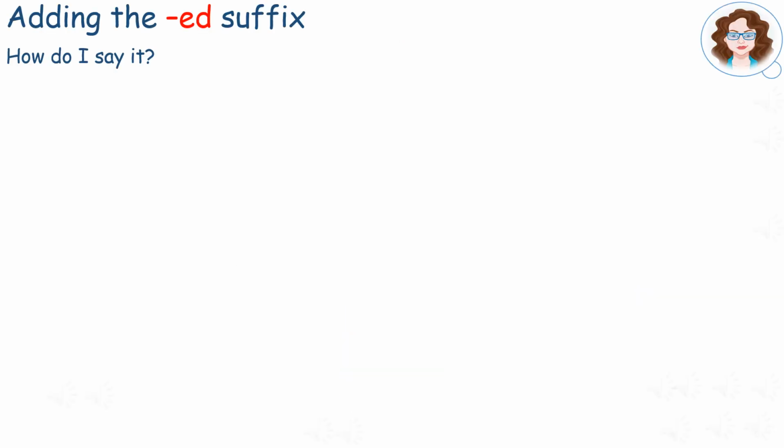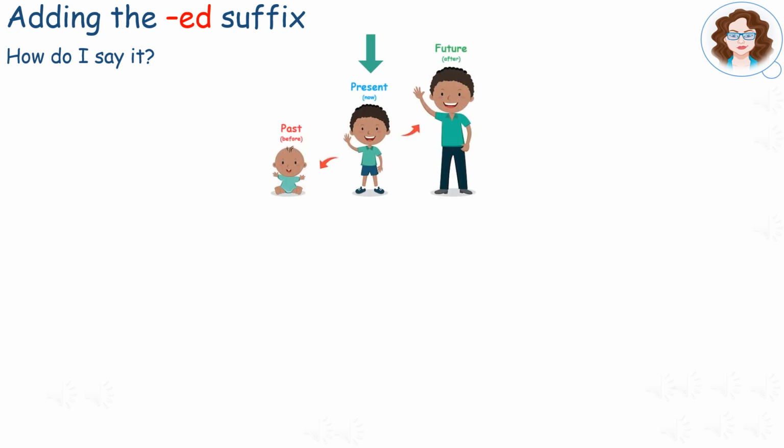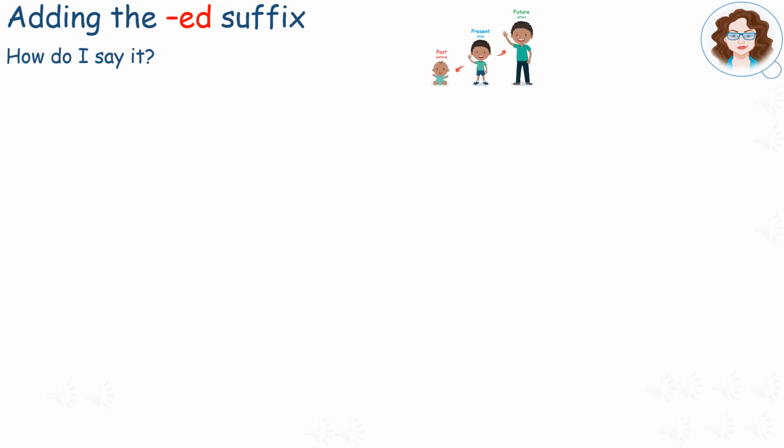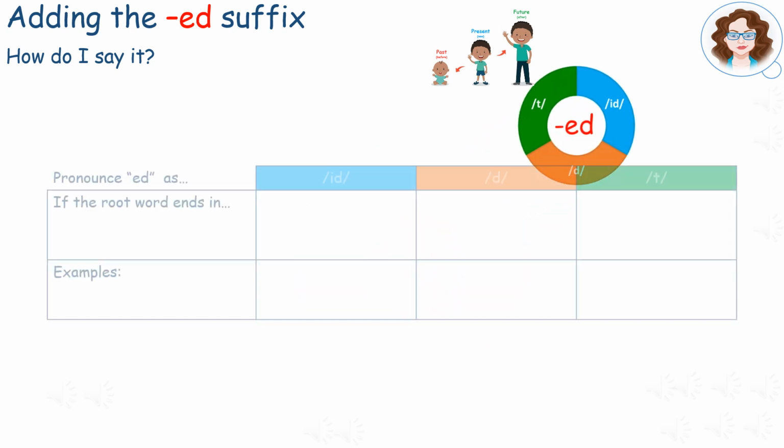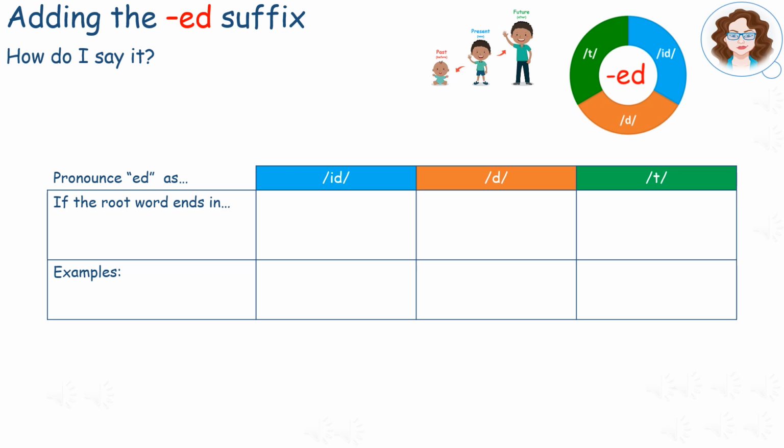When you add the ed suffix to a word, you change the word from present tense, something that is happening now, to past tense, something that has happened in the past. There are 3 different ways to pronounce ed. You can say it as id, d, or t. It all depends on how the root word ends.